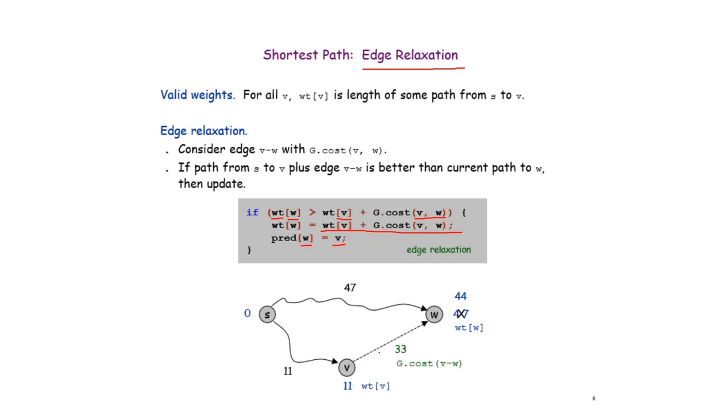So for example, let's take a look at this graph. We have the shortest path from S to W equal to 47. But later on, we found that actually the shortest path from S to W is not 47, but equal to 44. If we go by the shortest path from S to V, it's equal to 11, and the edge between V and W is equal to 33. So we remove the previous value and we say that actually the shortest path from S to W is equal to 44.